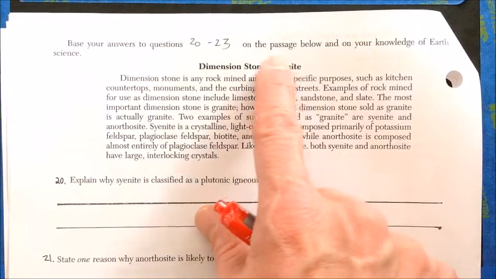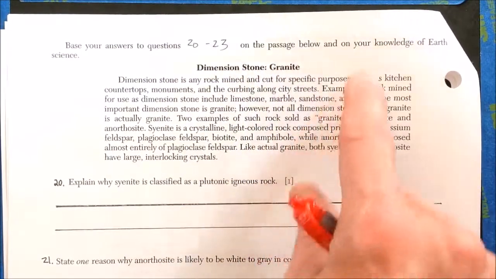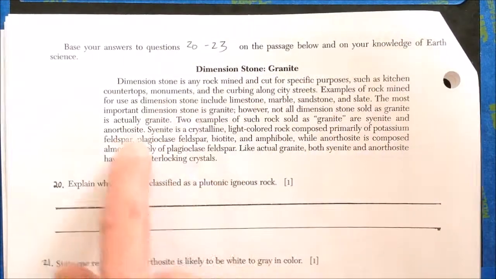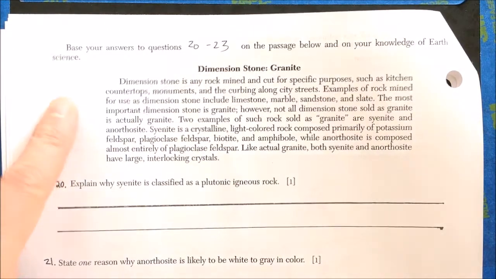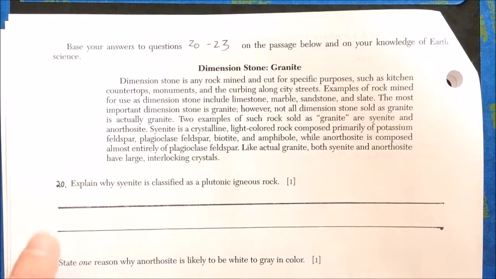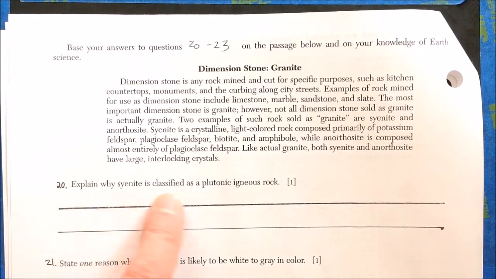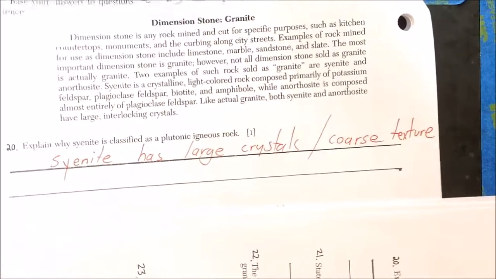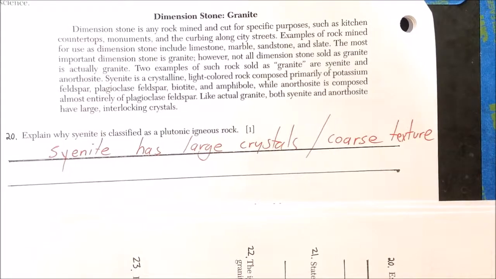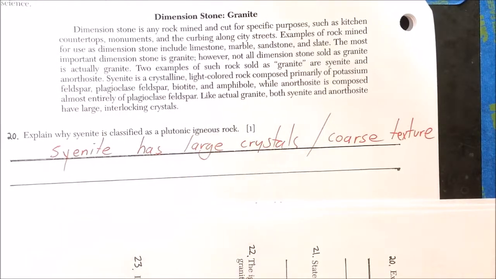So answer the questions based on the passage below and your knowledge of earth science. So not every answer usually comes out of here. Be careful. It's not one of those like a DBQ or something where you have to get the answer out of the reading. It's oftentimes not the case. So 20, explain why cyanide is classified as a plutonic igneous rock. So what I had originally written, I thought was a good answer, was cyanide has large crystals and coarse texture. So that's why it's a plutonic igneous rock.